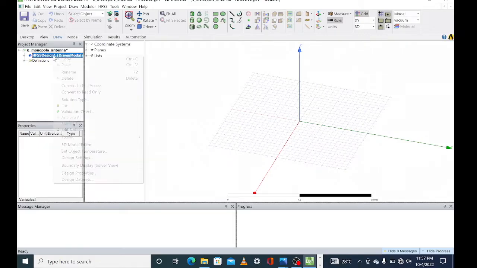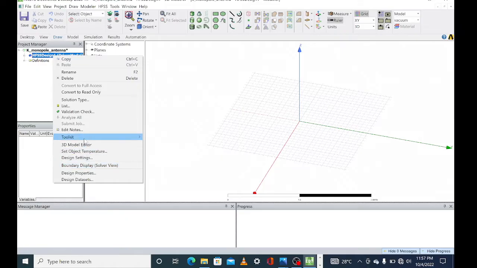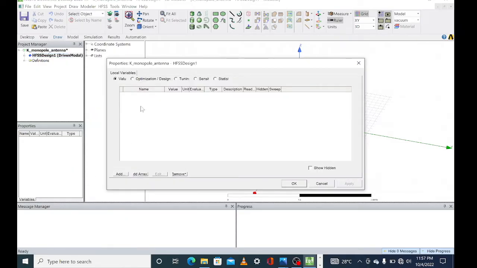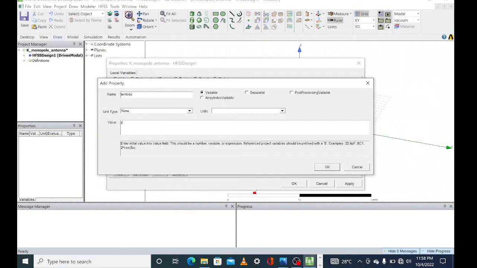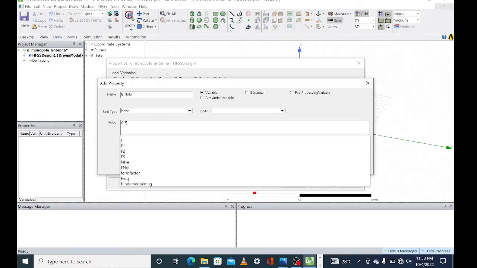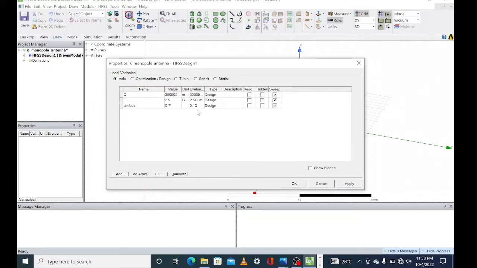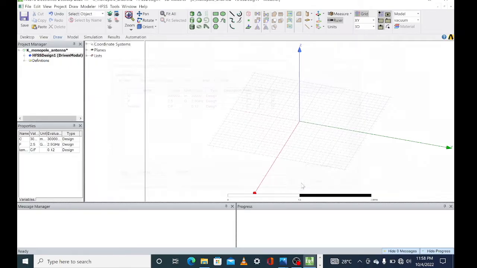Good. We would calculate our important parameter, that is lambda. We will start with lambda is the speed of light divided by our frequency, so lambda is C divided by F. Good. We know that our lambda is 0.12, that is 120 millimeters. We are good to go.